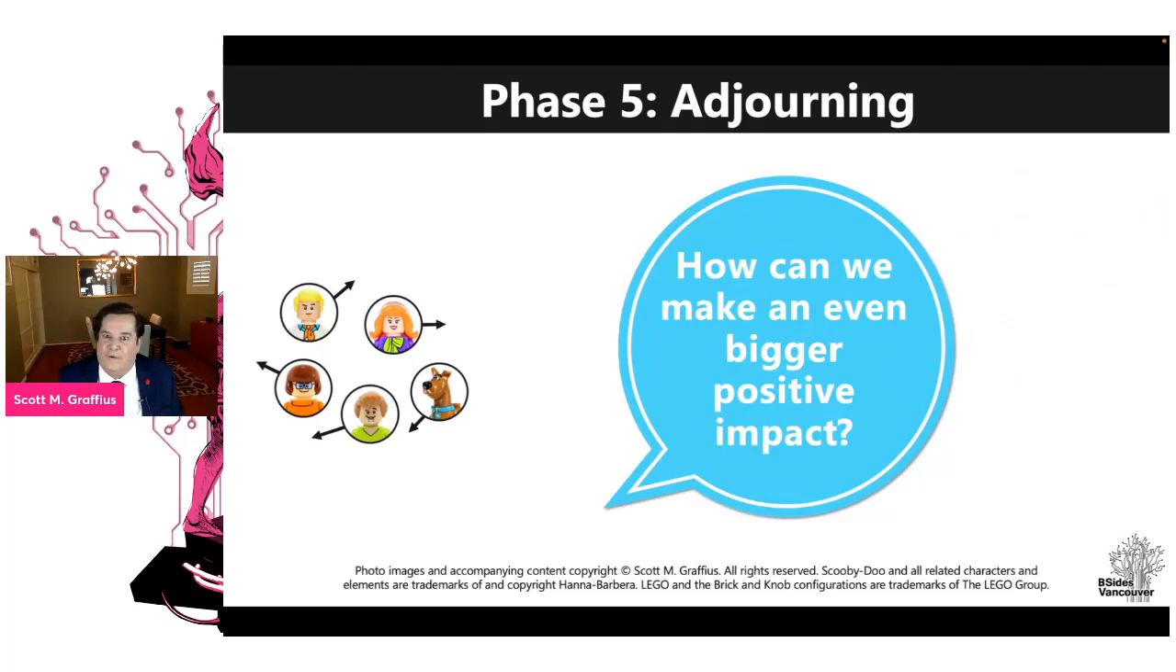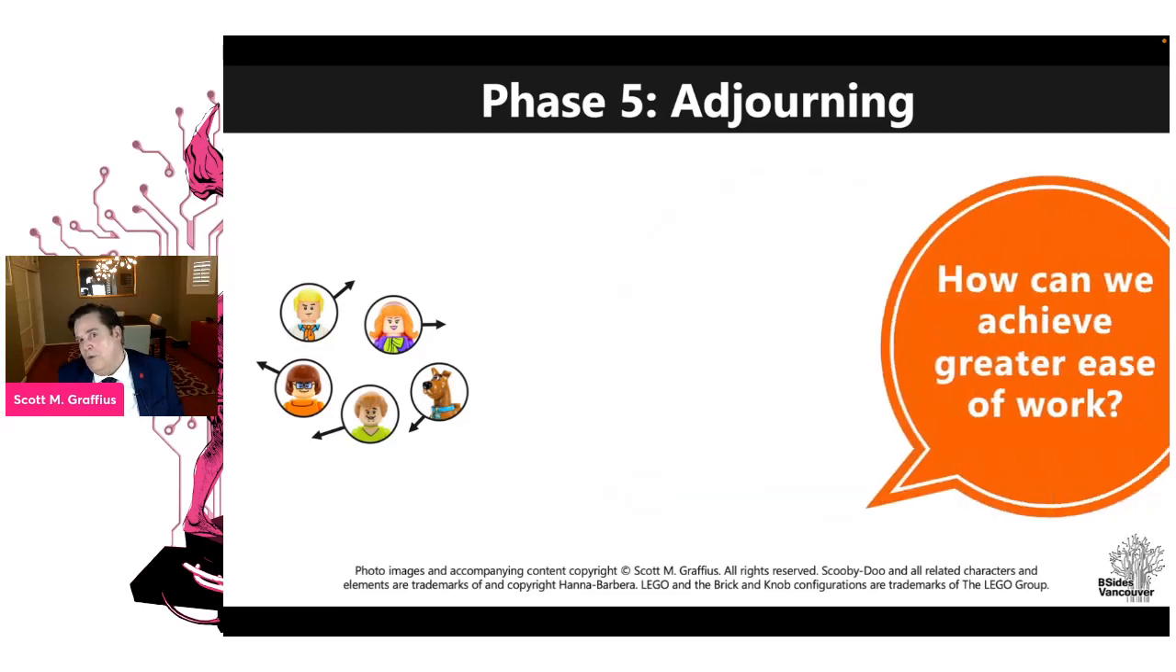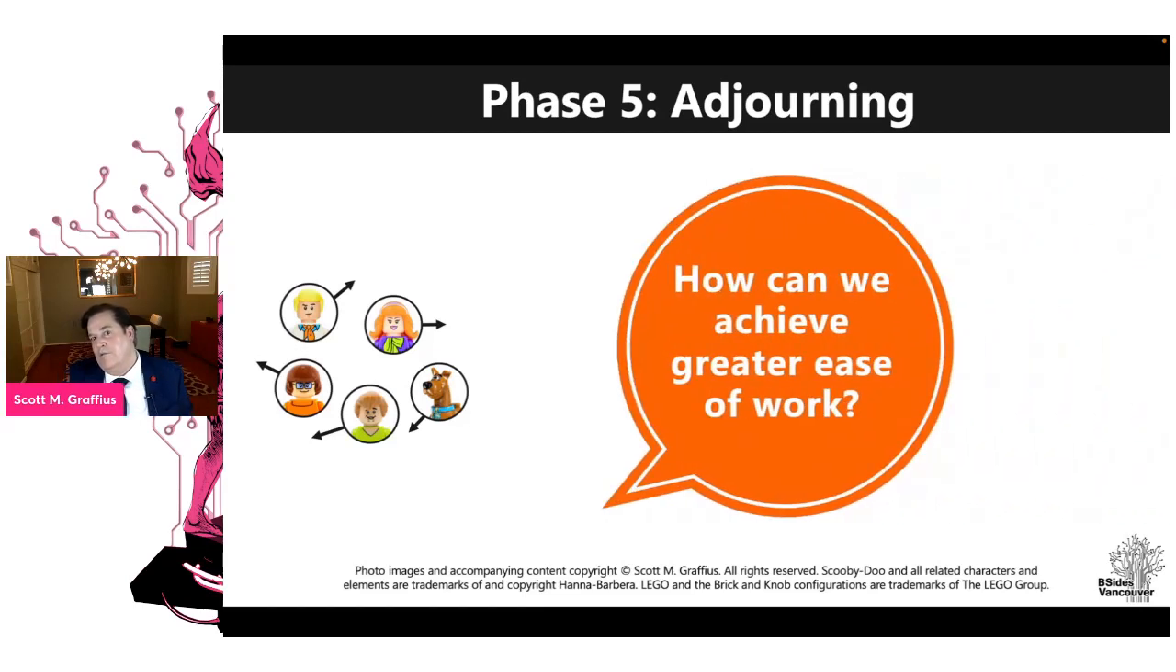It's a very different question than asking what went well, what didn't go well. And the answers might surprise you, big and small, in terms of the category of responses. And another one to consider is for the team to ask and answer: how can we, the team, achieve even greater ease of work? And you'll be surprised, likewise, by the kinds of answers that come back from asking this kind of question.